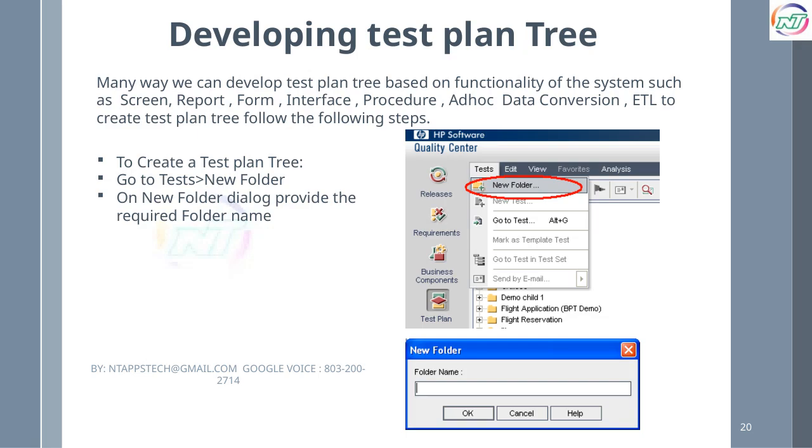To develop a test plan tree, you start by creating a new folder within your testing tool. Navigate to the test section, then select New Folder. When the dialog box appears, provide a descriptive name for the folder to organize your test plan components effectively. This hierarchical structure helps in managing various test scenarios, whether they are based on system functionalities like screens, reports, forms, interfaces, procedures, ad hoc data conversions, or ETL processes. Proper organization at this stage ensures that each segment of your testing process can be easily accessed and maintained.